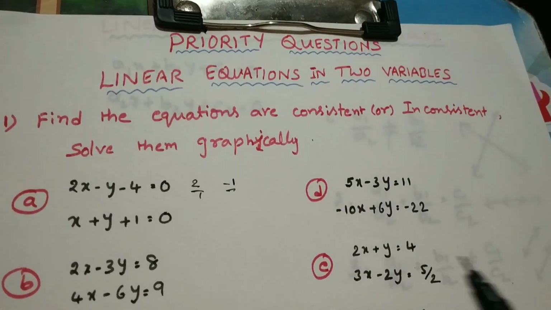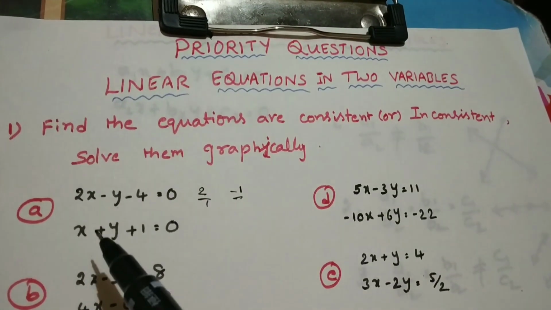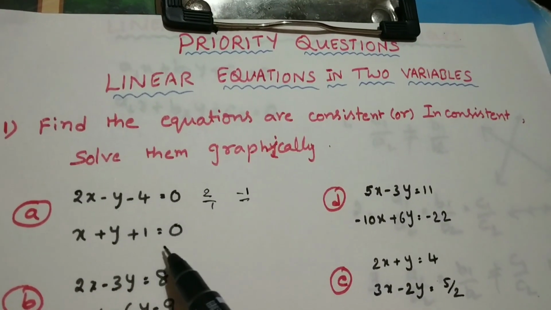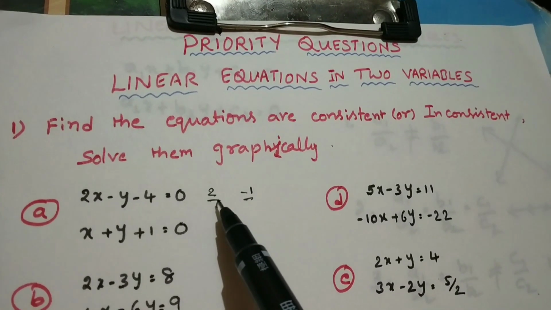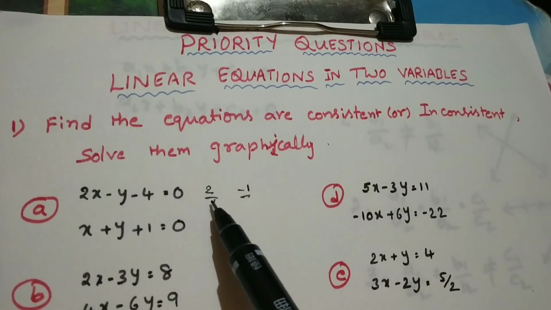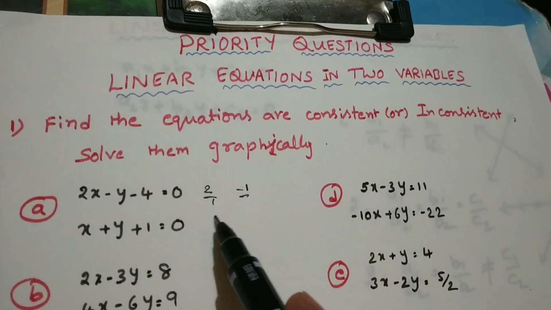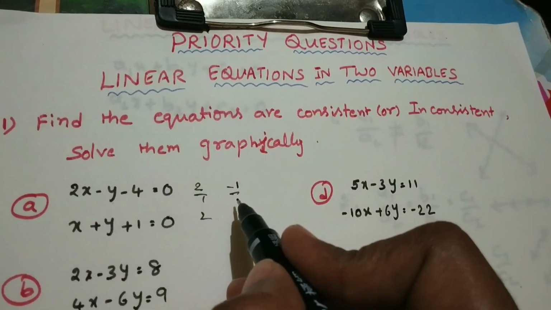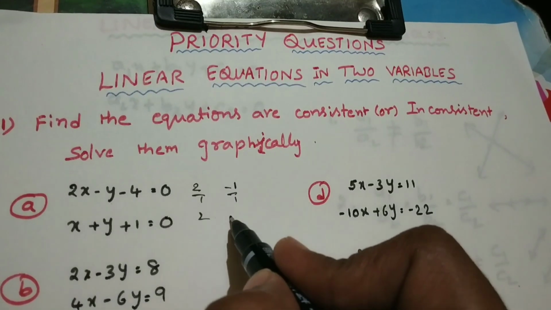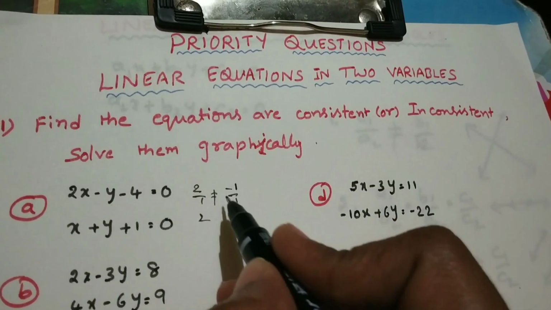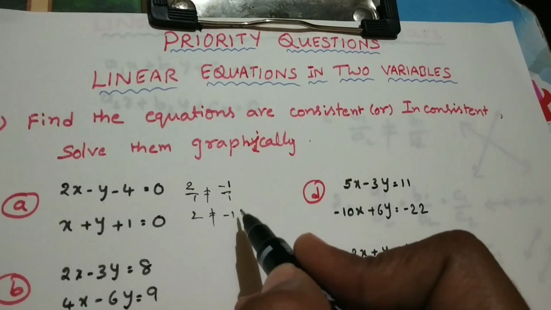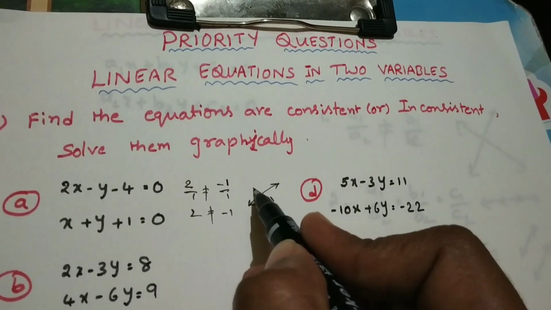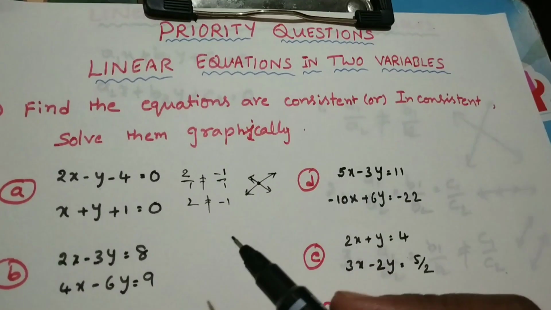Let us consider some basic examples. In the first one, 2x minus y minus 4 equals 0 and x plus y plus 1 equals 0. Consider a1 by a2, 2 by 1, which gives 2. And b1 by b2, minus 1 by 1, gives minus 1. a1 by a2 is not equal to b1 by b2, so the graph will be intersecting lines.